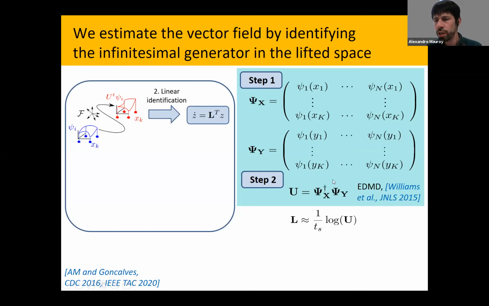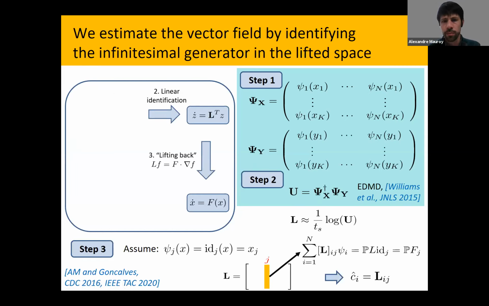So there is nothing new here. But the new thing is that now we can consider the logarithm. We can compute the logarithm of this matrix. And we can prove, but I don't give the detail here, that the logarithm of this matrix will give us an approximation of the generator of the Koopman operator.